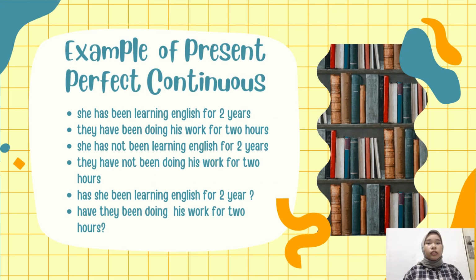Here, I'm going to give you examples of present perfect continuous. First, she has been learning English for 2 years. Second, they have been doing his work for 2 hours. Third, she has not been learning English for 2 years. Fourth, they have not been doing his work for 2 hours.